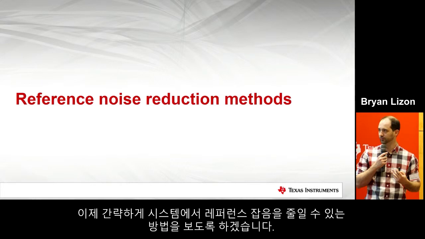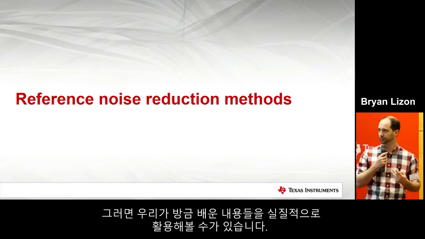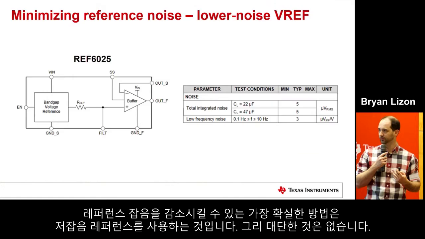Okay, so now I'll start talking a little bit about some of the ways you can actually reduce the amount of reference noise in your system, because this is a kind of a practical implementation of the information we've just learned. So the most obvious way to reduce reference noise is to use a low noise reference.